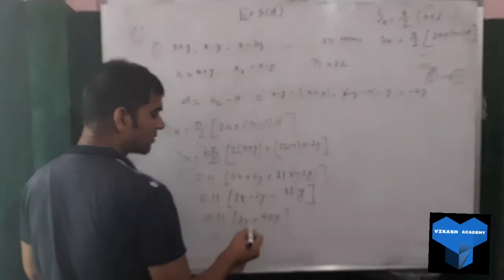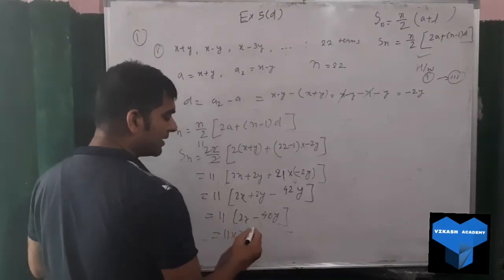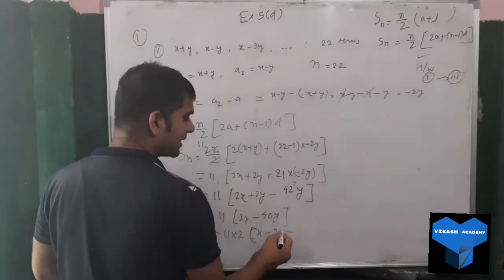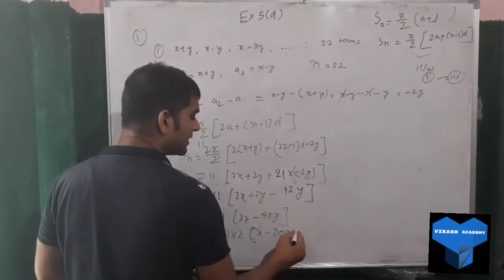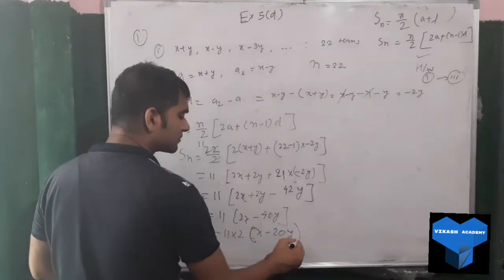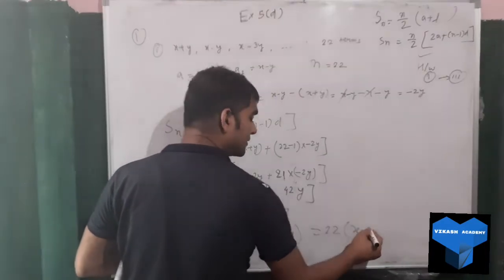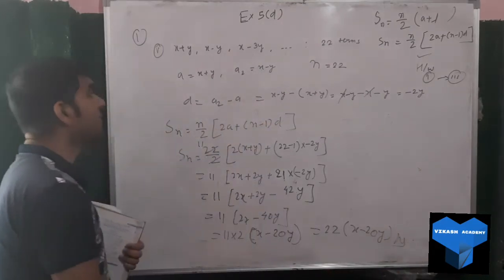When we take 2 common from here, we have 11 into 2, you will have x minus 20y, right? 2 into x is 2x, 2 into 20 is 40, then y. Now 11 into 2, we get 22 times x minus 20y. So this is our answer for question number 5.